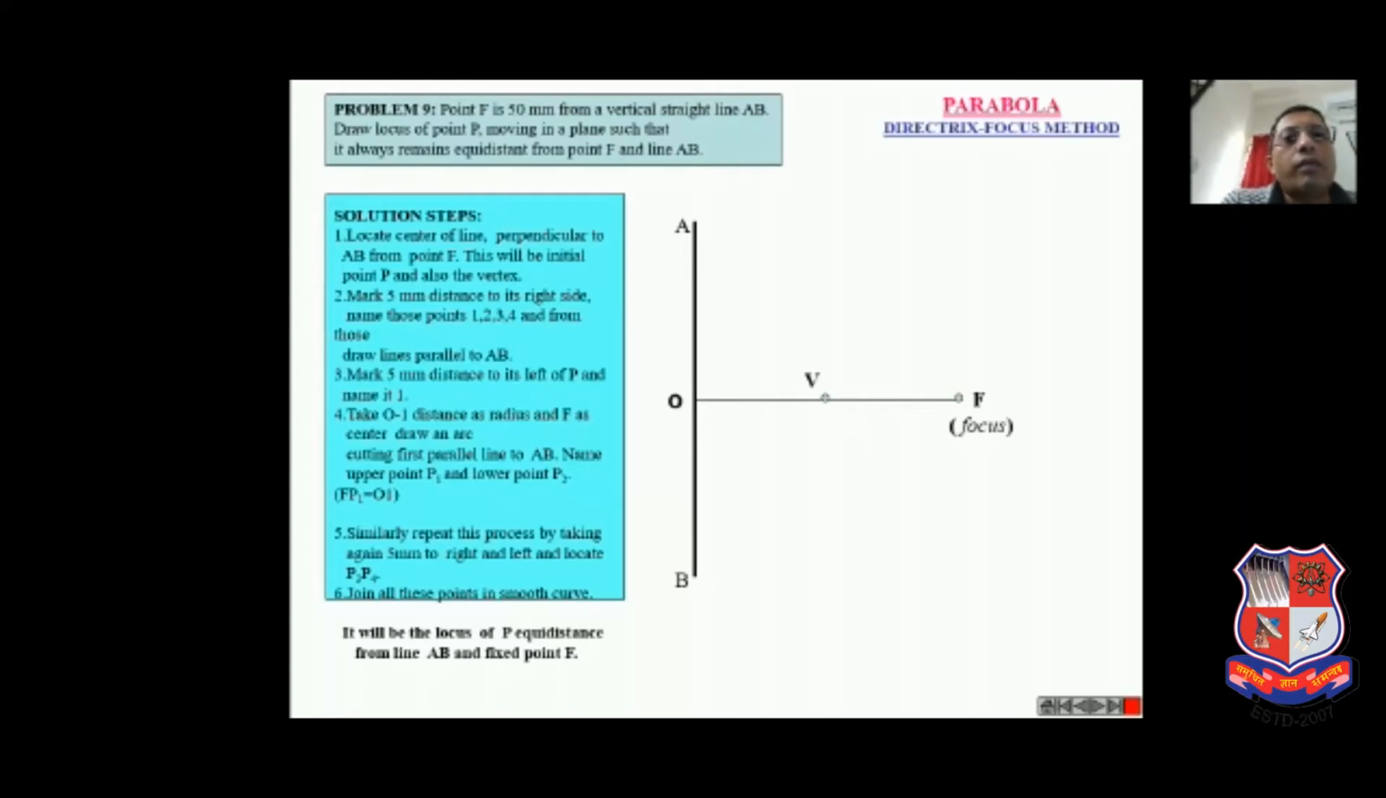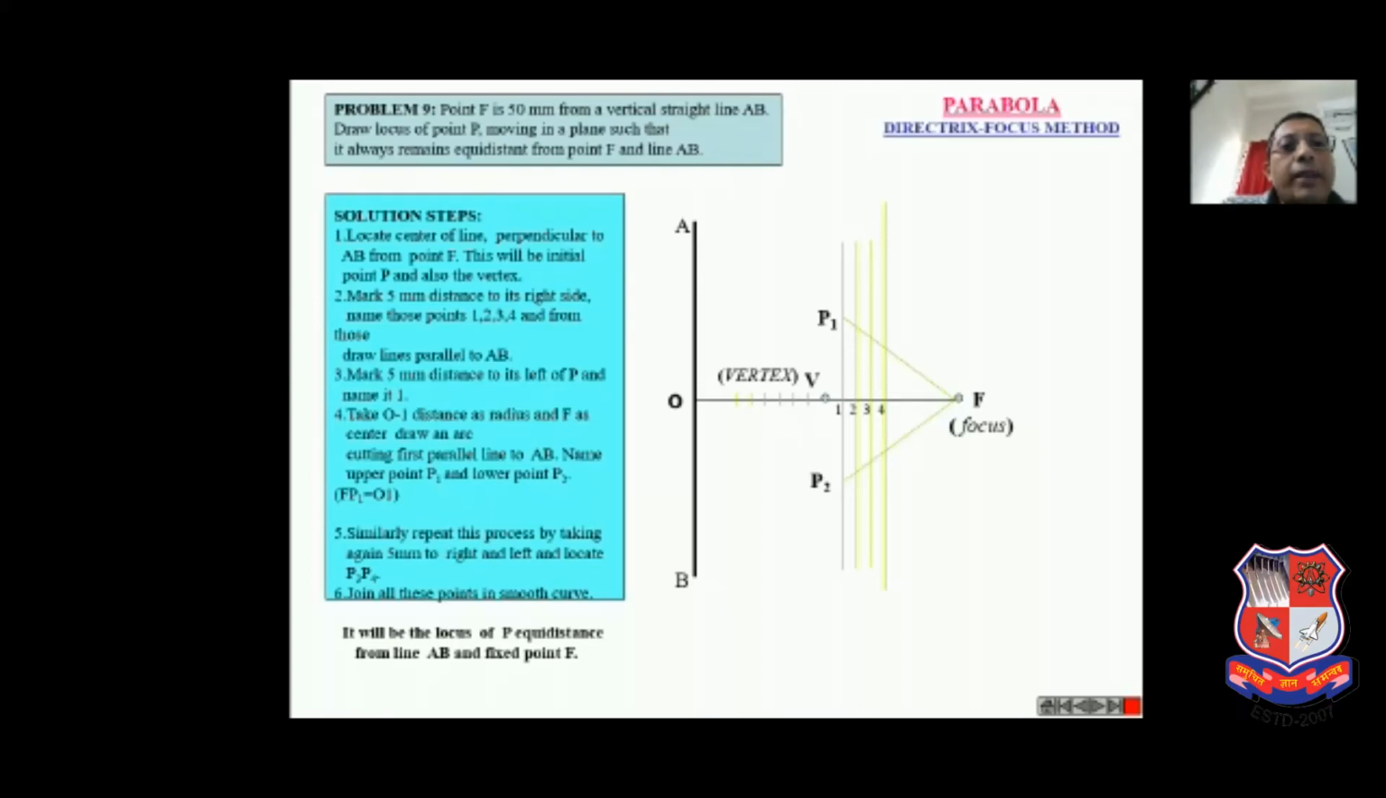Now mark 5 mm distance to its right side. Name these points 1, 2, 3, 4 and from those draw lines parallel to AB. Now mark 5 mm distance to its left of P and name it 1. Take O1 distance as radius and F as center. Draw an arc cutting first parallel line to AB. Name upper point P1 and lower point P2.